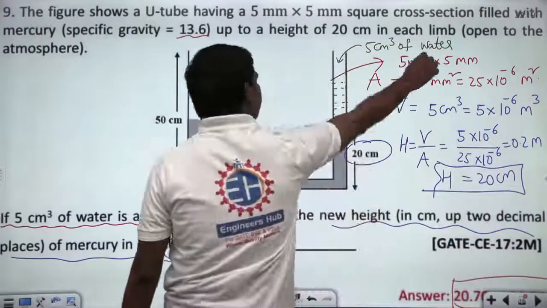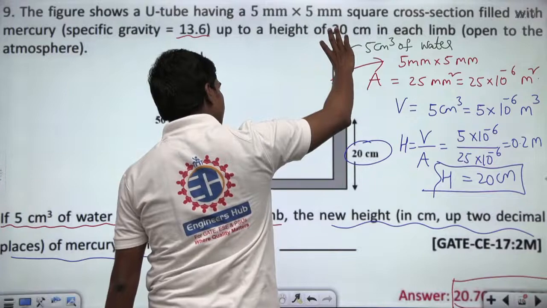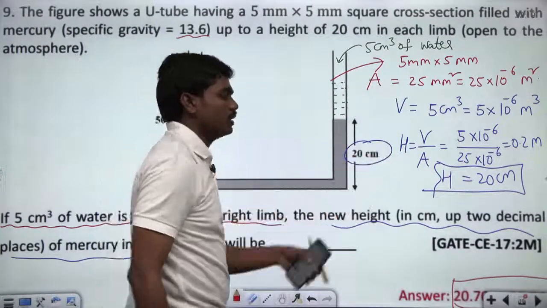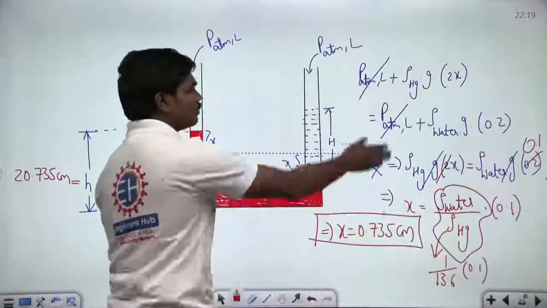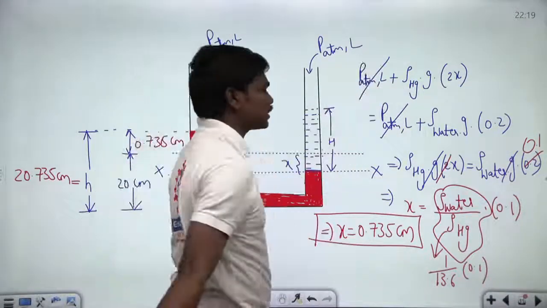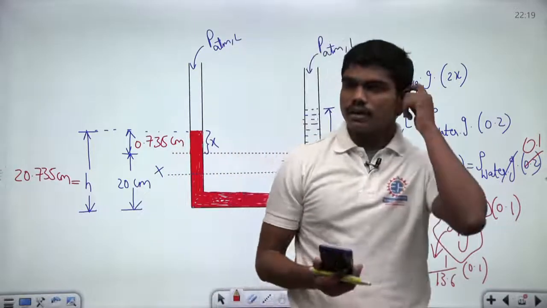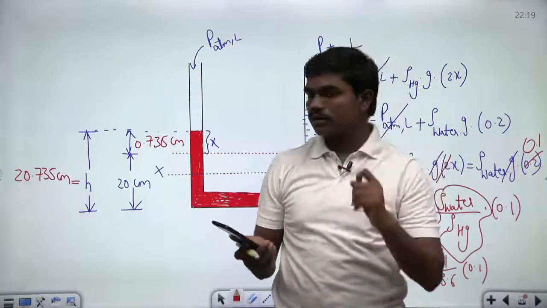We just identified, if you pour this much volume of water into this tube, because of this cross section, what will be the height of this water column. We have found that. Once you have found the height of the water column, it is just a static pressure equation. That's it. New height is 20.75 centimeters. Correct, 20.75 is what I got when I calculated.